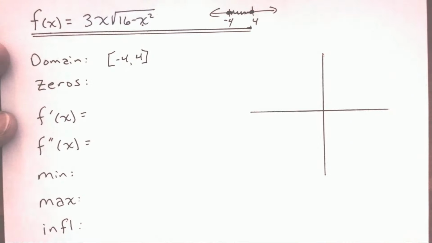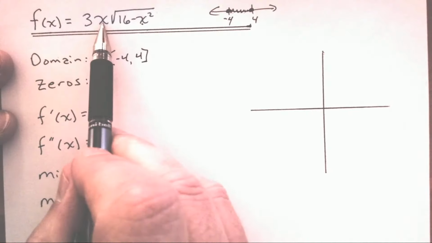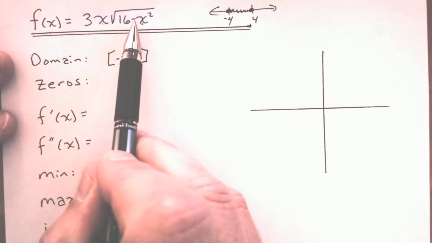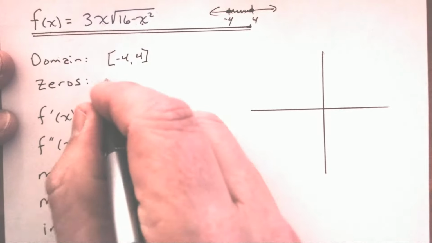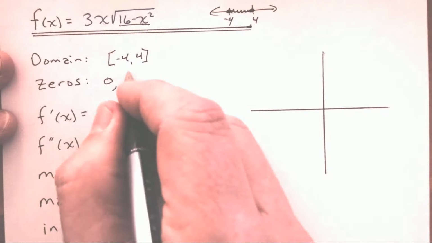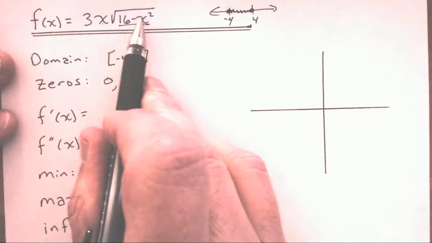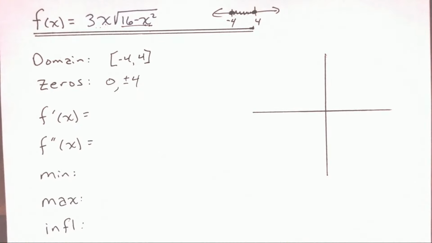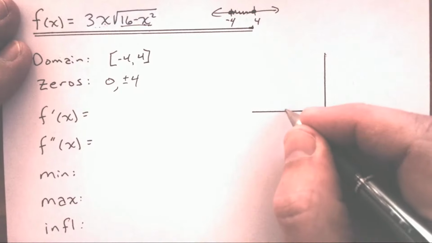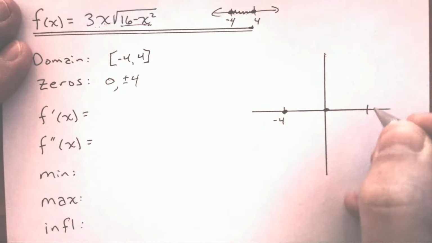Also, hopefully upon inspection, we can note what our zeros would be of this function. What value of x would create 0? Well, if this x was 0, I'd have 3 times 0 times square root of 16 minus 0 squared, but that 0 would rule. If x was plus or minus 4, we'd get 0 under the radical. Square root of 0 is 0, times whatever we have out here is going to be 0. So those are our zeros, so I might put those on our graph right now.